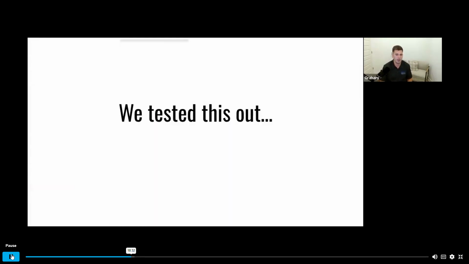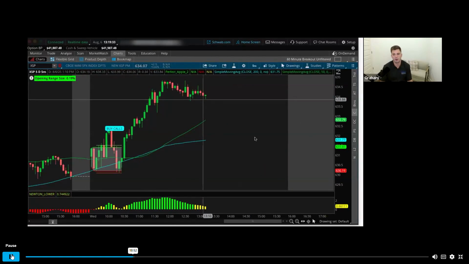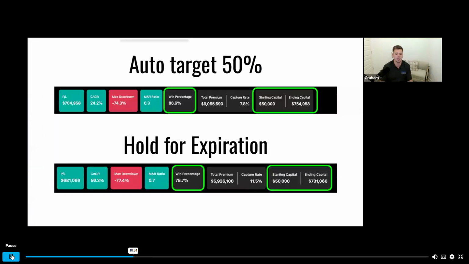Now, if you're curious how this actually looks over the long term, we tested this out using the auto target and holding for expiration. Obviously, your win rate's going to decrease holding until expiration because we take profits here. We're out. We don't have to worry about something bad happening later in the day. If you're holding for expiration, your win rate decreases. Still an insane win rate, but it's lower. However, look at the overall profitability. Right about the same.